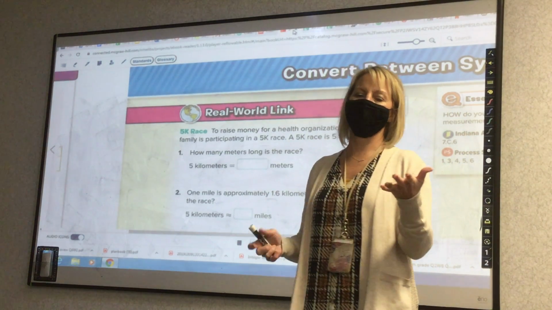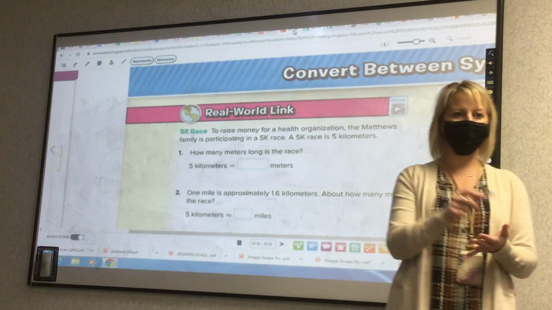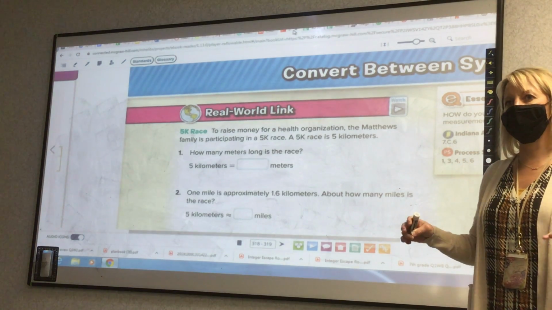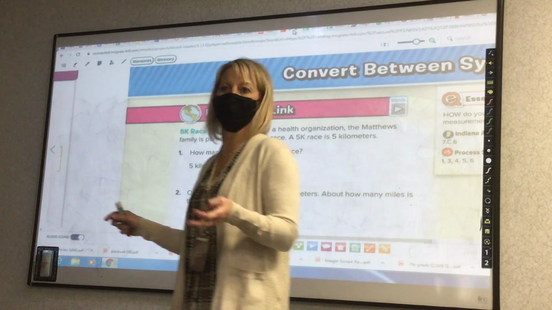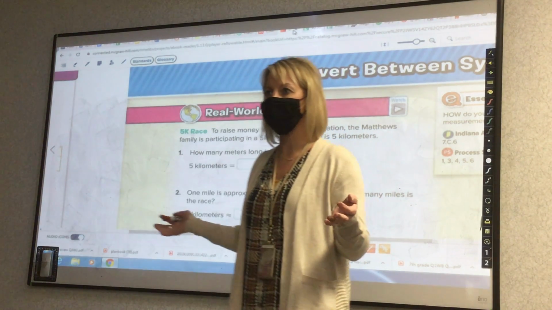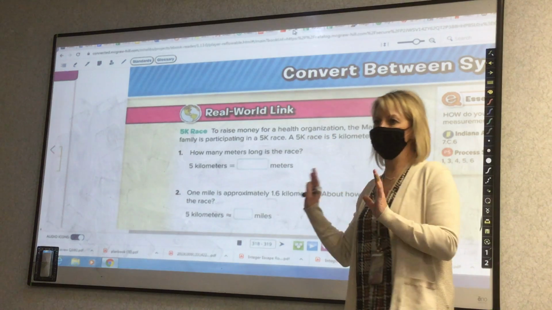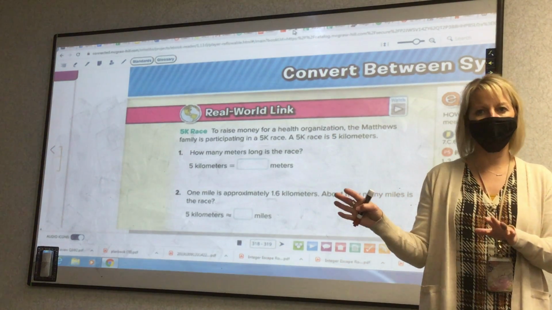Customary measurements are things like feet, inches, yards, miles. Metric would be like millimeters, centimeters, meters, kilometers, okay? That is metric. Anything that ends in meter is metric.